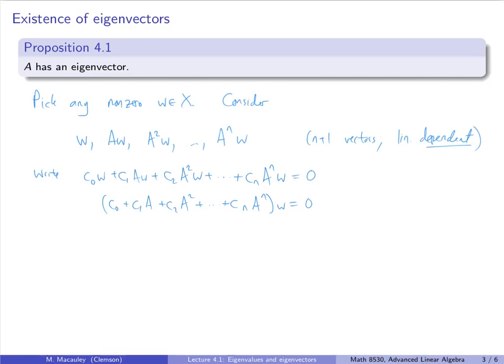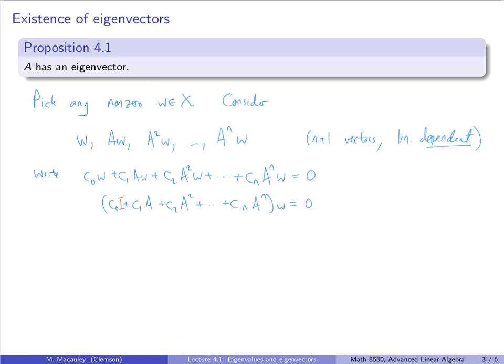Now, I've intentionally embedded a mistake in here to see if you would catch it. I want you to notice that we can't actually do this. C naught is a number, and A is a matrix. I can't add a number to a matrix. So what I actually have to do here is write C naught times I. And now I can add these up.